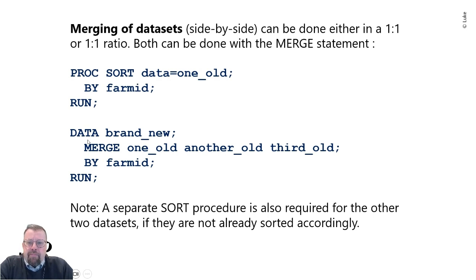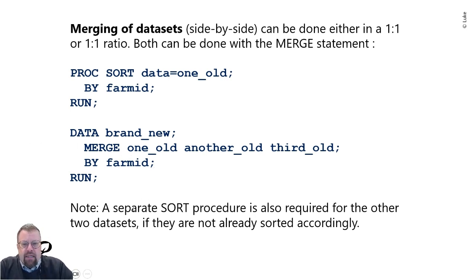So basically, let's go to the key part first. We use a merge statement to say that we want to put together one old, another old, and third old. And now we are assuming that in each of these data sets we have some same statistical units. So we have some same subjects we want to put together. And in this case, it's the farm ID. So we are assuming that we have data from same farms in each of these data sets. And the by statement is needed to indicate that we want to put the rows together so that those that have the same farm ID will be put right next to each other.